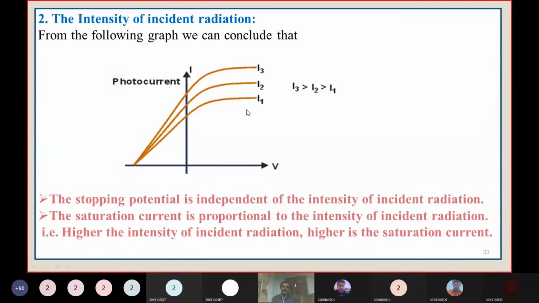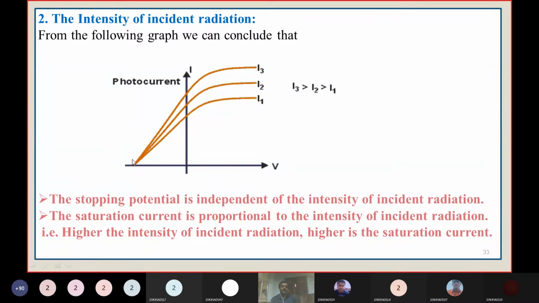If the number of electrons is increasing, it means the current increases. So if you increase the intensity, what happens? The current also increases. See this curve. That means if you increase the intensity to a very high value, the current also increases.